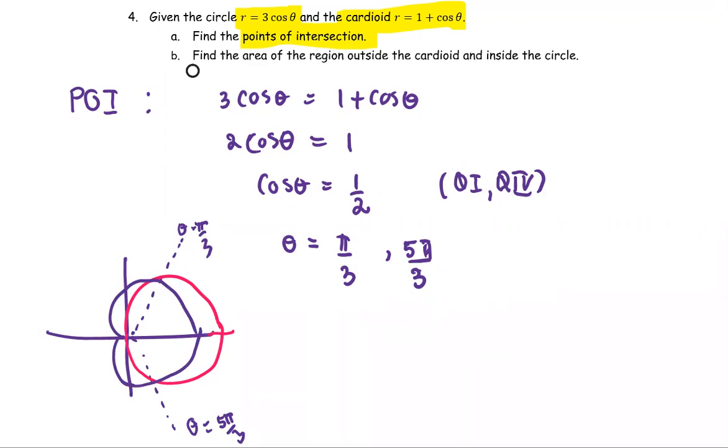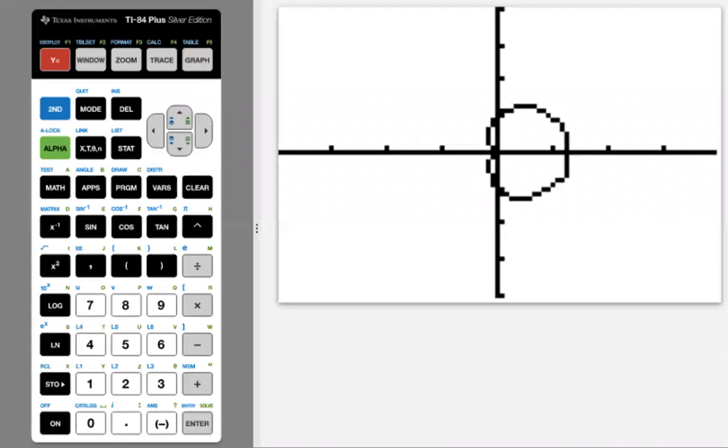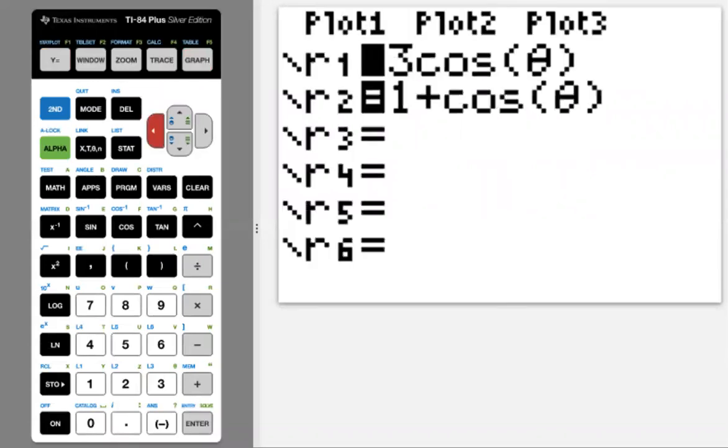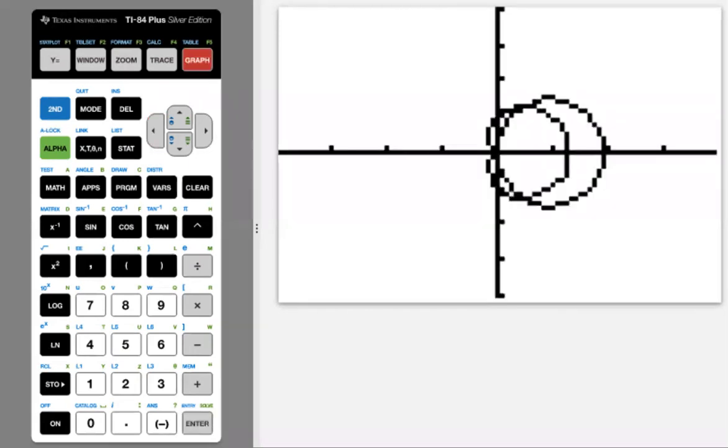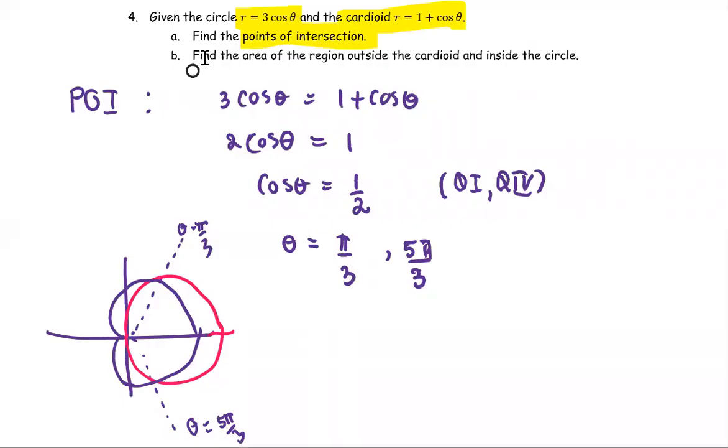So the graph will be something like that. Now confirm with the graphing calculator, put both of them together. Move the cursor and make sure it's highlighted at the equal sign. Now see the graph. Those two are overlapping with each other. We already got the points of intersection. Next, we're going to find the area of the region outside of the cardioid but inside the circle.